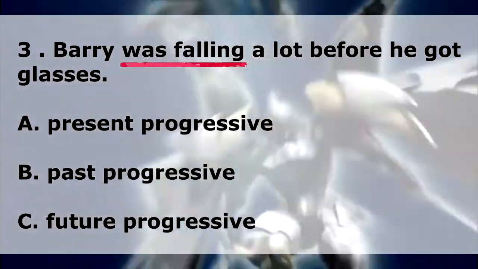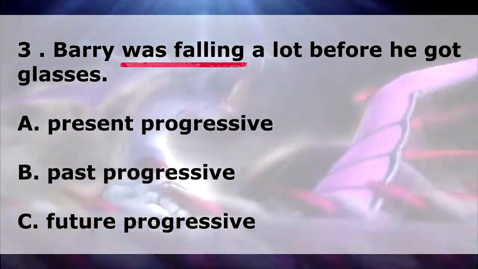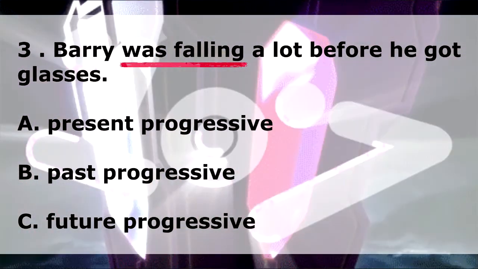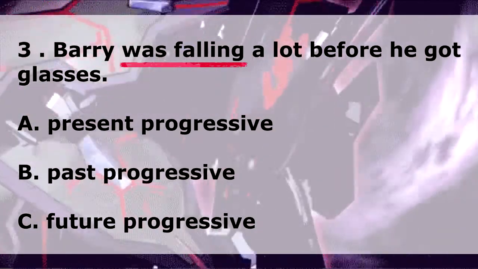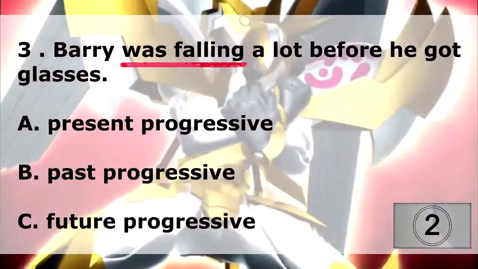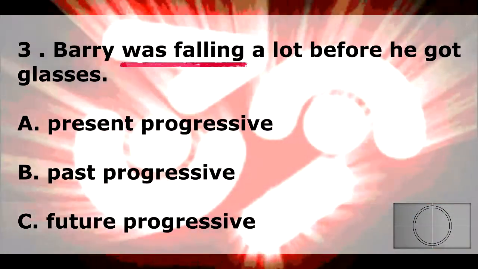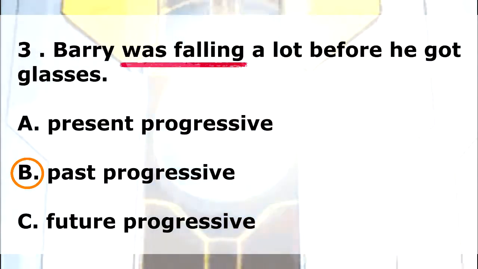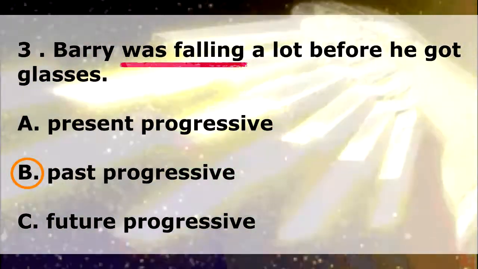3. Barry was falling a lot before he got glasses. A. Present progressive. B. Past progressive. Or C. Future progressive. A, B, or C. Did you answer B, past progressive? If yes, then you're right.